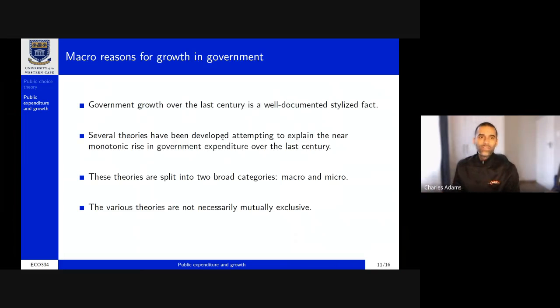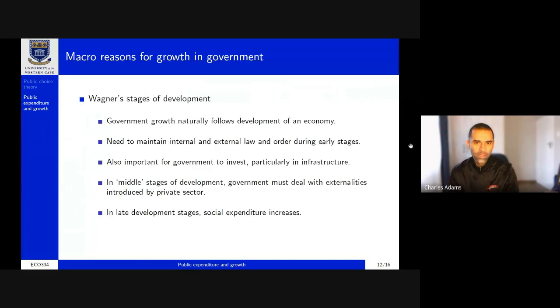And in this part of the work, remember we're only doing one part of Chapter 7, not the whole of Chapter 7. They talk about the reasons for government growth, and these are split into macro reasons and micro reasons. We started talking about Wagner's stages of development, where the suggestion is that government growth follows the development of an economy, meaning that at various stages of development, there will be different needs, there will be different demands on states, on governments to intervene in the economy in some way in order to support development.